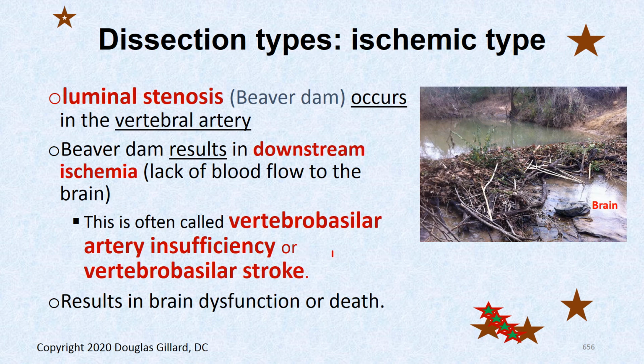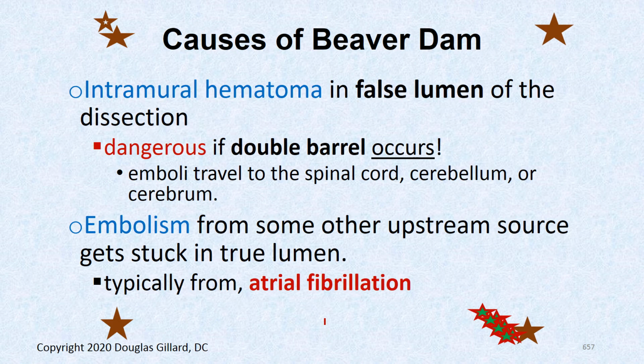Okay, and you can start getting symptomatic, and you could get to the point where you get brain damage from it. Intramural hematoma causes the beaver dam. We saw this already. It's the false lumen. It's intramural hematoma in the false lumen, and super dangerous if double barreling occurs, right? If you get a precipitating event and it breaks open, causes double barreling, there goes that train of clots.